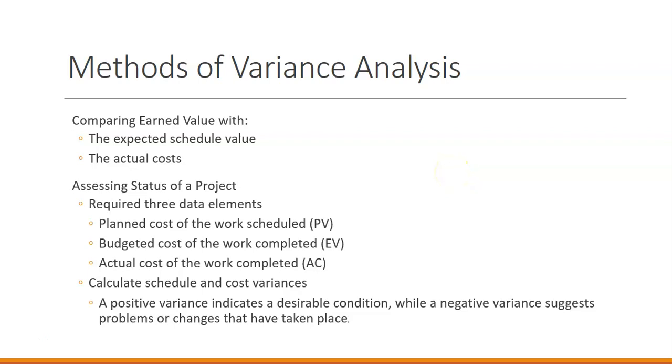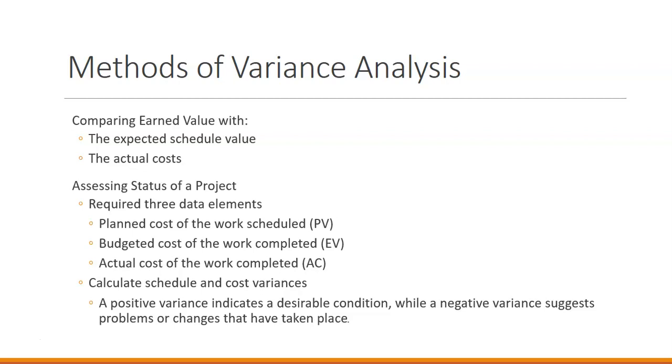Our methods of variance analysis are comparing what the earned value on the project is with the expected schedule value. So where should we have been at this current date in the project? And also comparing that earned value with our actual costs. We have three data elements when we're looking at our project.